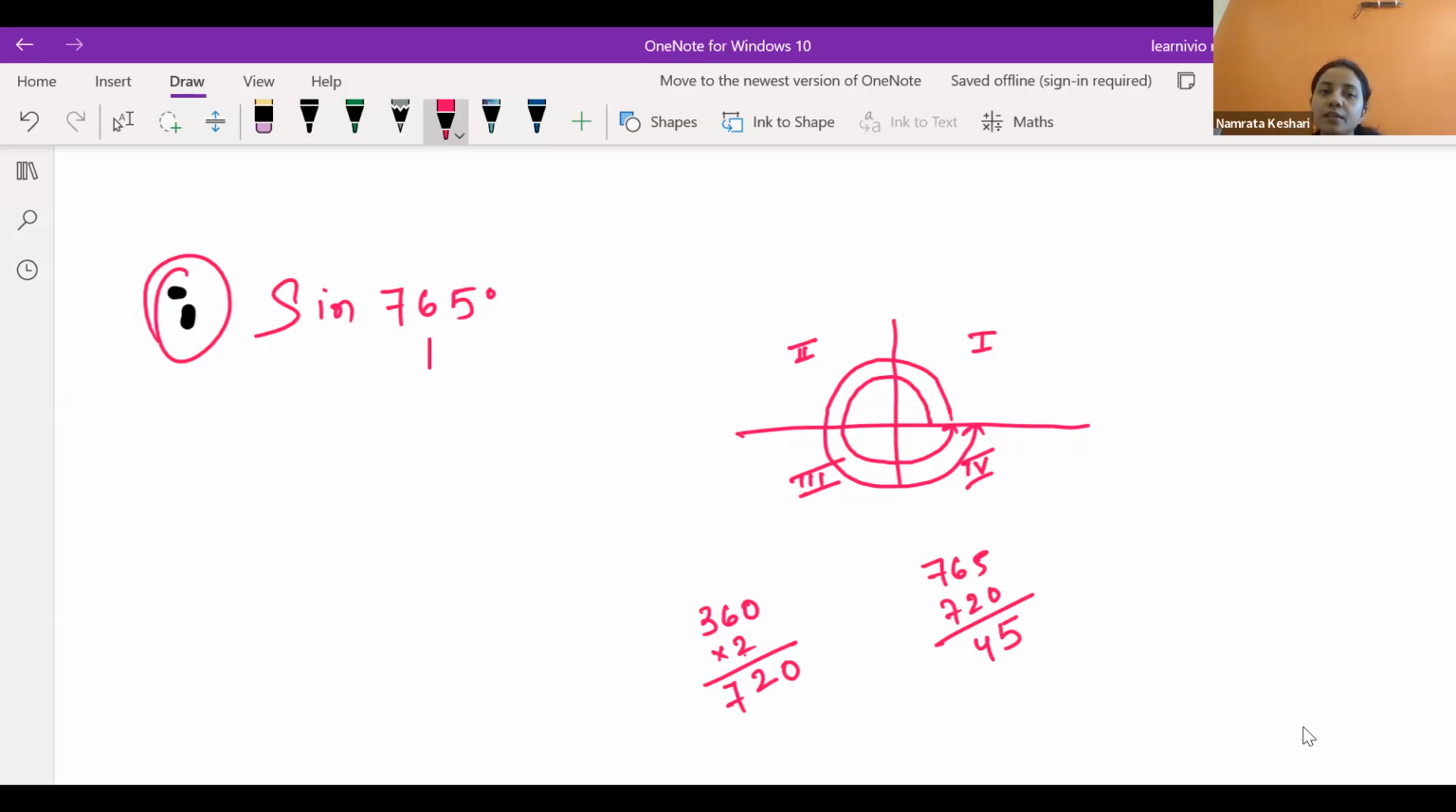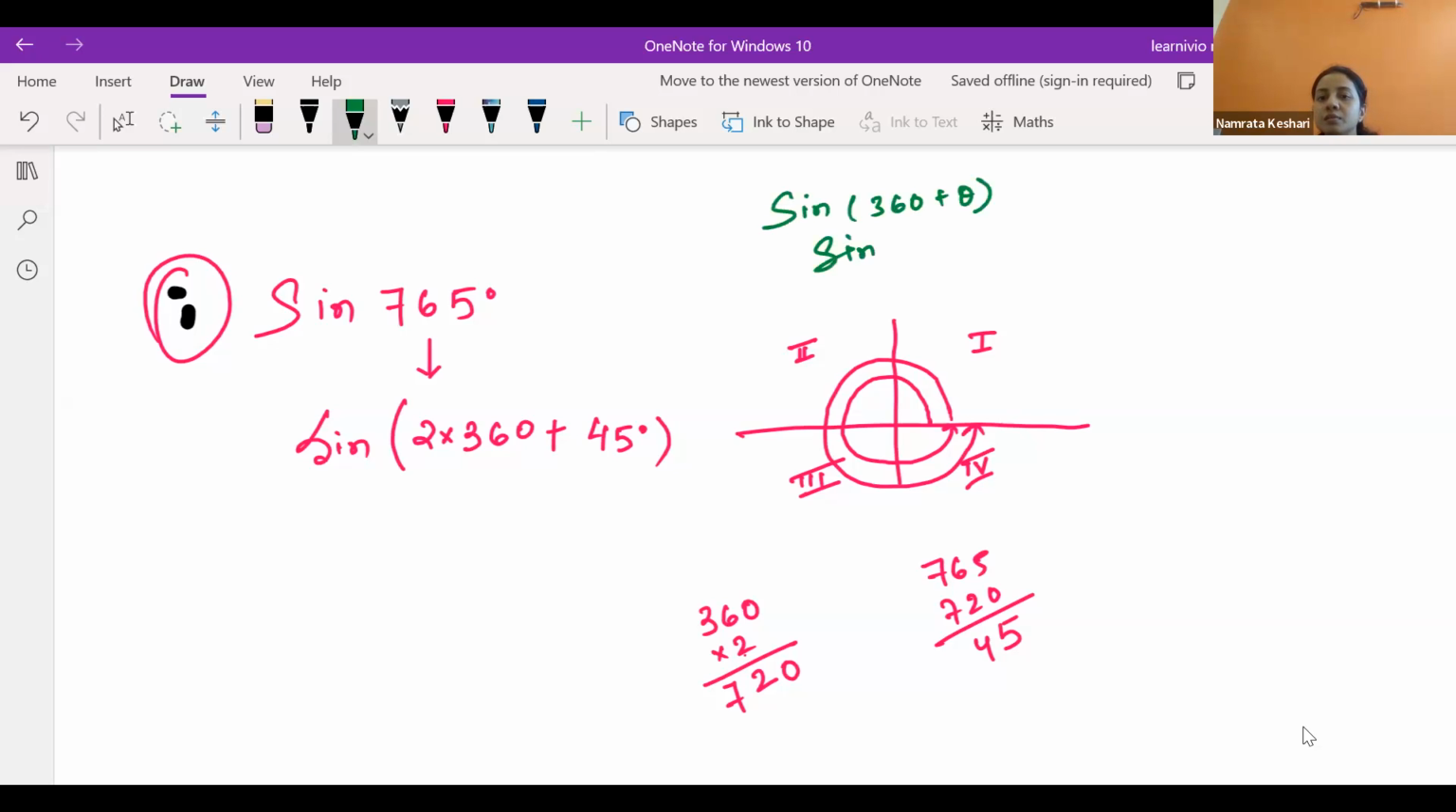Yes, ma'am. I am going to write this angle as 2 times 360, and then I realized that still 45 degrees remain. Is it making sense? Yes, ma'am. Now 2 times 360 means we are starting from the beginning. 360 plus theta, if you realize, sine of 360 plus theta is just sine theta, because we have just started. No conversion, nothing will happen.